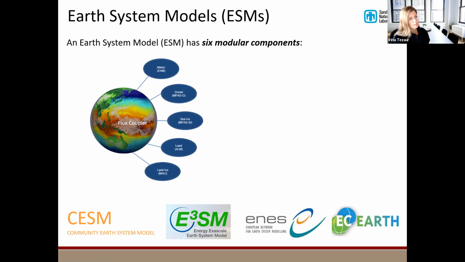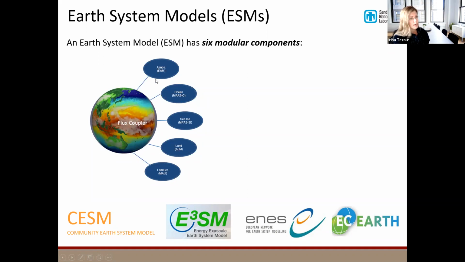ESM stands for Earth System Model. The idea here is that your typical ESM is going to have 6 modular components, and so these are shown here for a particular model called the E3SM that I'll explain shortly. So you have 5 different pieces for the different kind of climate parts here: the atmosphere, ocean, sea ice, land, and land ice. And then the 6th piece is what we call a flux coupler.